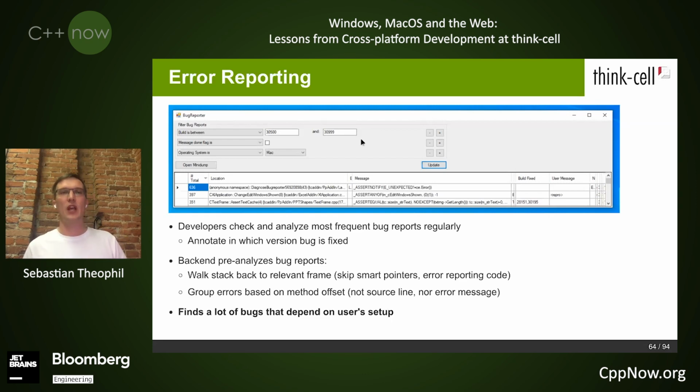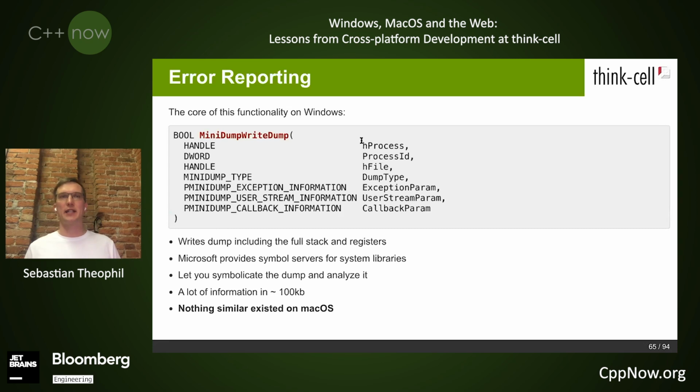Things like that. Now on Windows, the core of this functionality is MiniDumpWriteDump, which is an extremely useful function that writes, as it says, a dump that at the least includes the stack and the registers. And that's something you can load in your debugger. Microsoft provides symbol servers for all system libraries, and the Visual Studio debugger can then symbolicate the dump, and you see the stack trace and even local variables sometimes. And that's a lot of information in maybe 100 kilobytes of data. Extremely useful. And nothing similar existed on macOS, and I think nothing really similar exists on Linux.